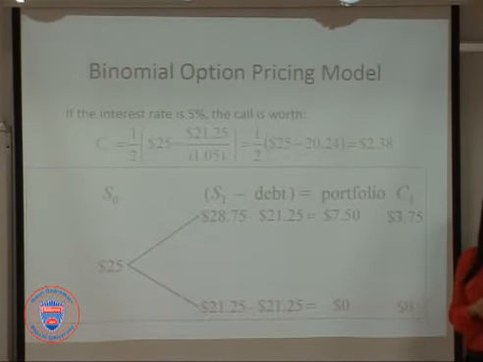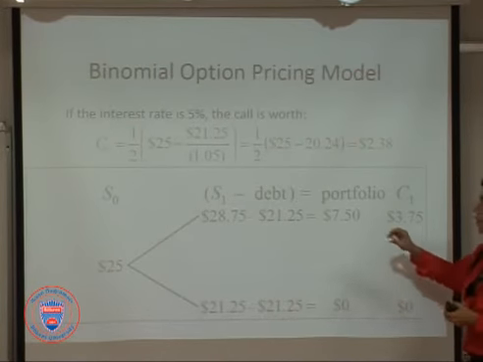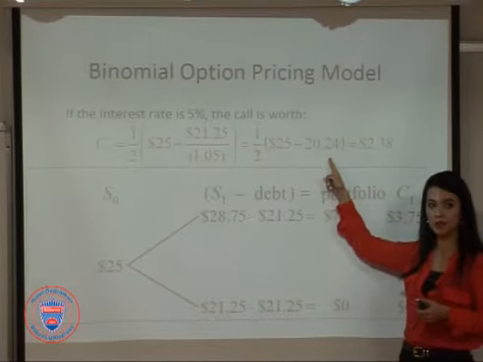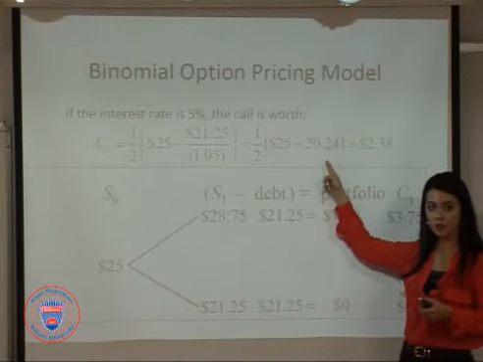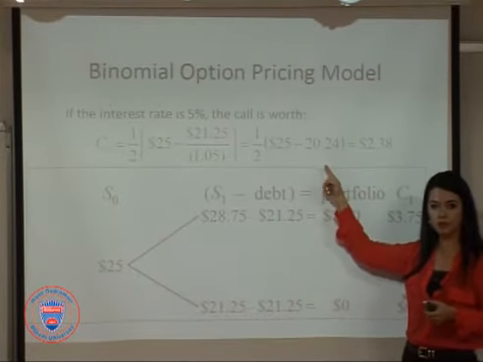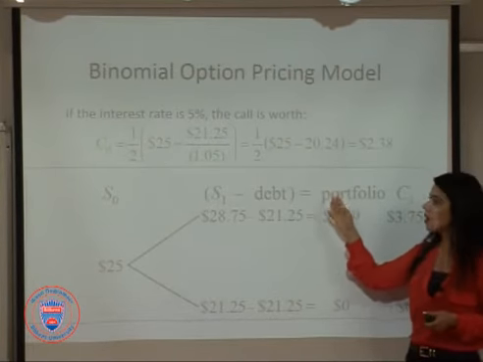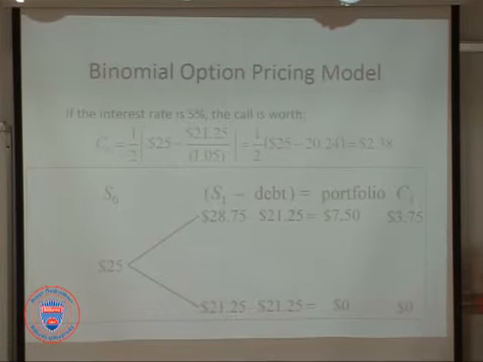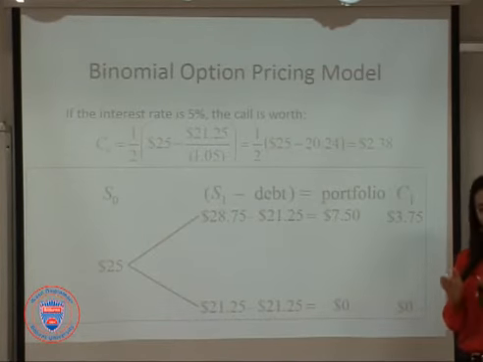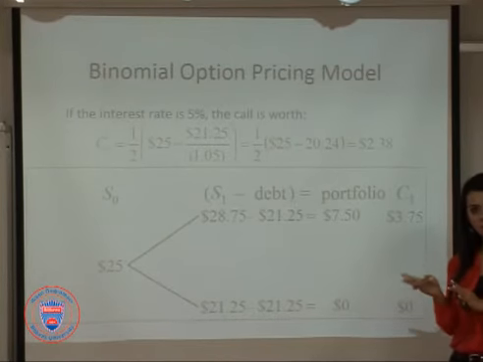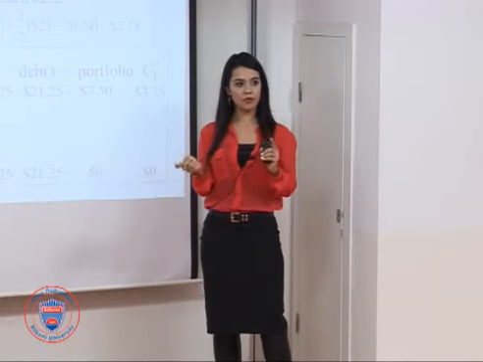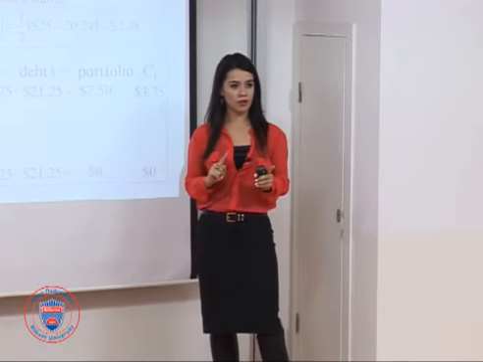I'm borrowing money which is equivalent to the present value of 21.25. So I'm borrowing 20.24 actually from the bank at the risk-free rate. This is not a made-up number. You're going to see where it comes from later. So if you do that, this portfolio will give you the same payoff of 2 call options, basically. So from this relationship, you can calculate the price of the call option.